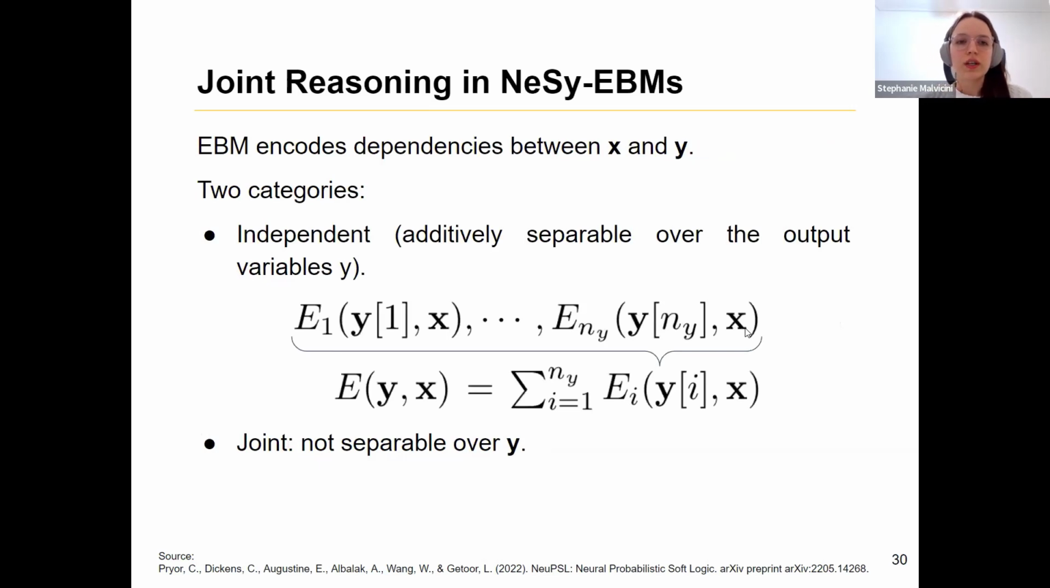So we already saw how energy-based model functions encode dependencies between the inputs x and the outputs y. And I want to say that we can have two different categories of these functions. The independent ones, where you can calculate the energy function for each component of the vector y separately from the energy function of the other components. And the joint energy functions are the ones that are not separable over y.